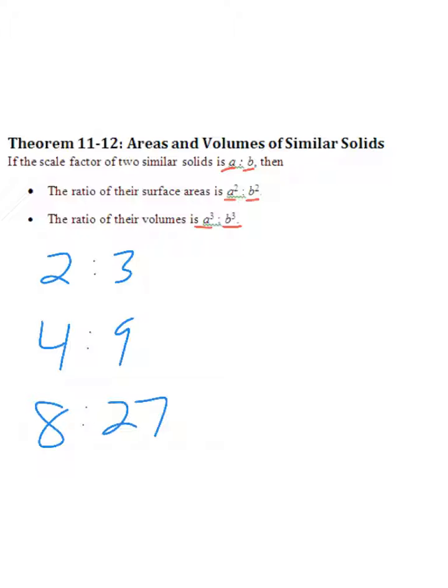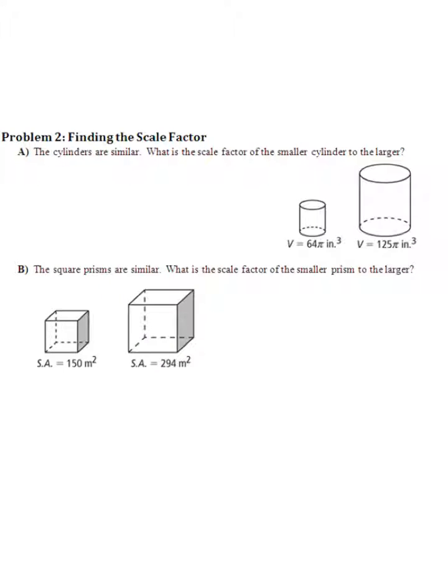And we can go from scale factor up to volumes, or if we are given the volumes, we can work our way back to scale factor as well. So with our first example here, we are told that these two cylinders are similar, and they want to know what the scale factor of the smaller cylinder to the larger one is. Now what we are given is the volume of both. So if we were to find the fraction for that, and we want to do smaller to larger, we're going to put the smaller one on top, 64 pi over 125 pi.